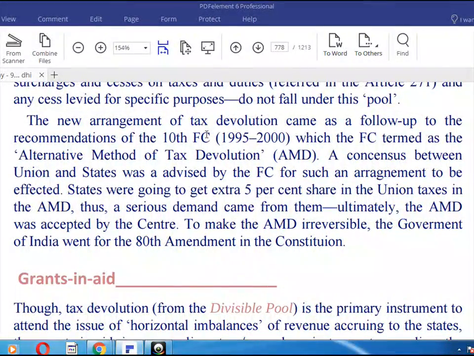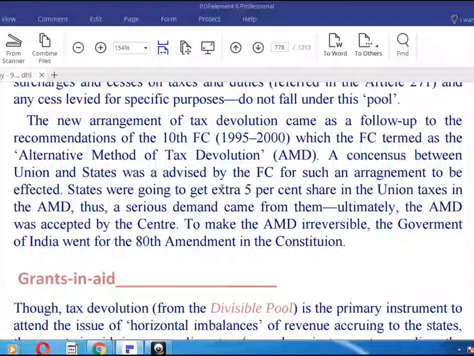The new arrangement of tax devolution came as a follow-up to the recommendation of the 10th Finance Commission, 1995 to 2000, which the Finance Commission termed the alternative method of tax devolution. A consensus between the Union and the states was advised by the Finance Commission for such an arrangement to be effected. When this arrangement was effected, states were going to get an extra 5% share in the Union taxes in the AMD.